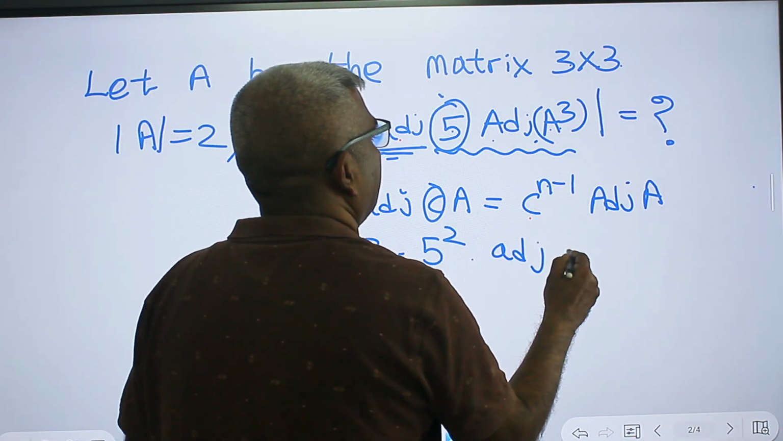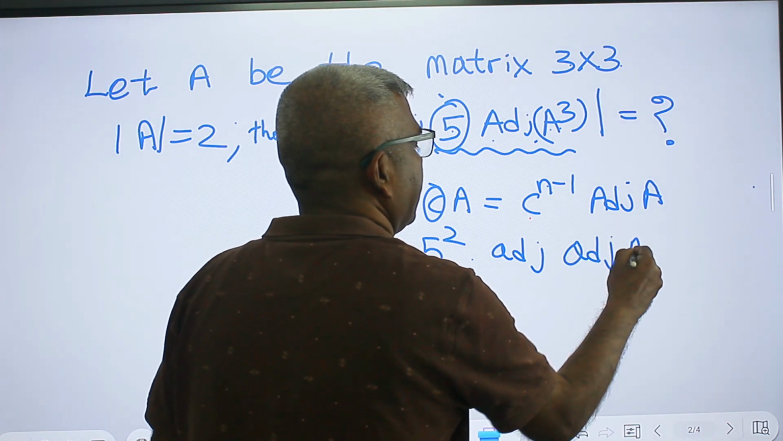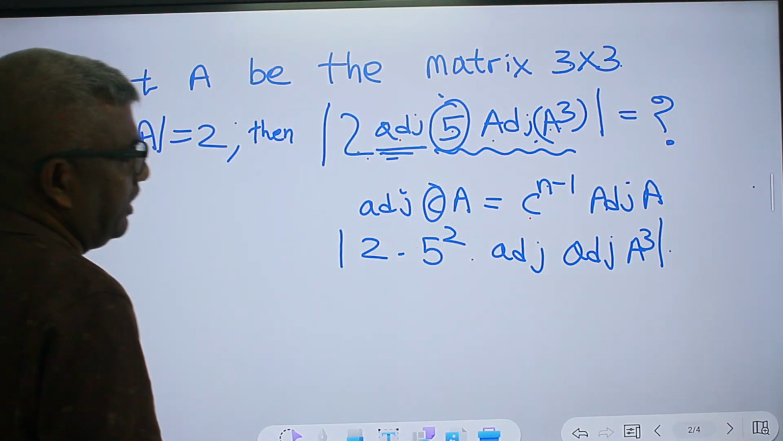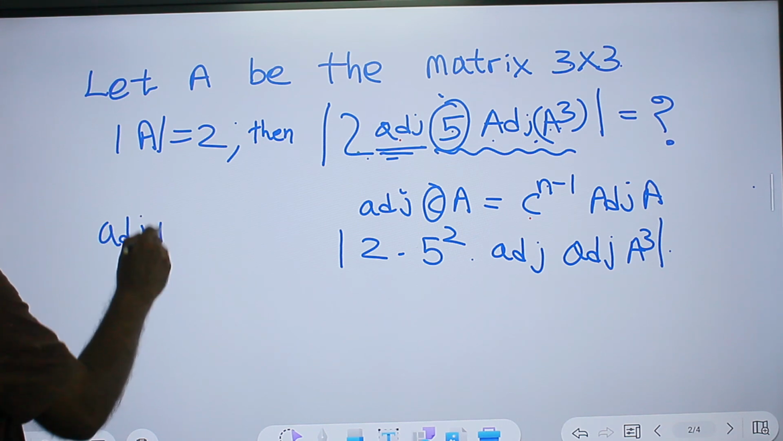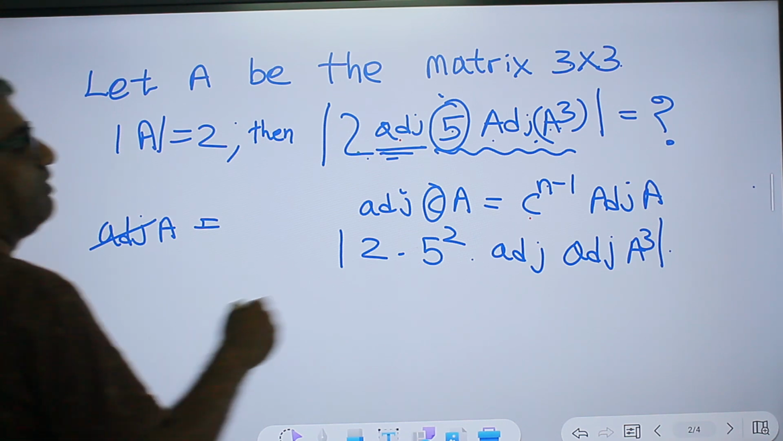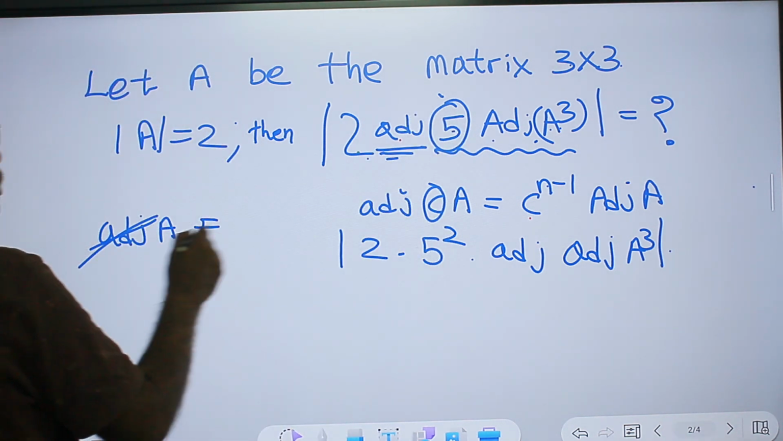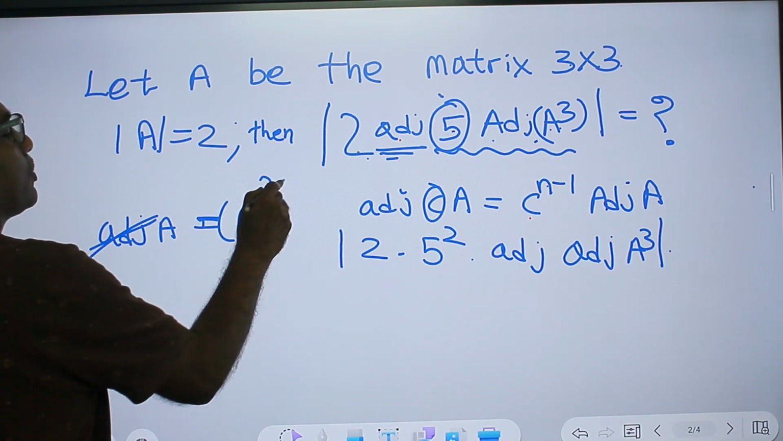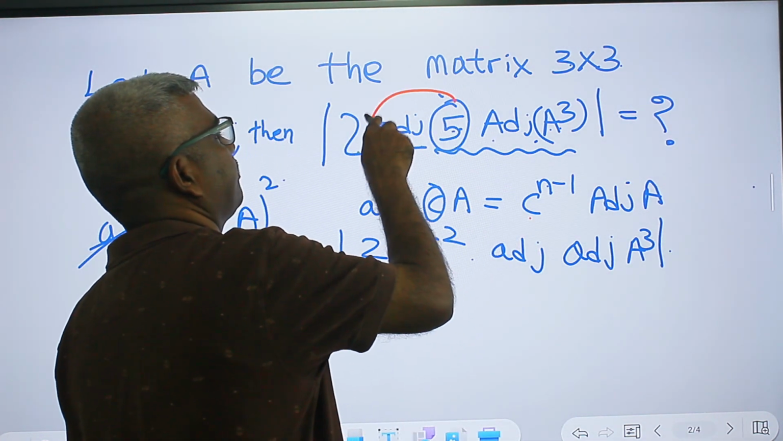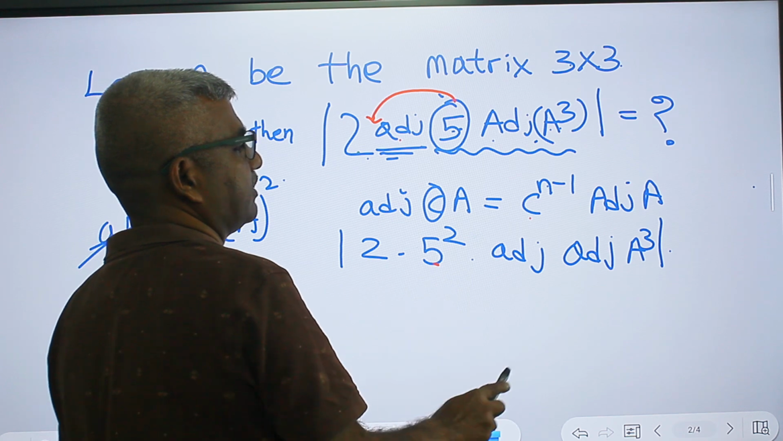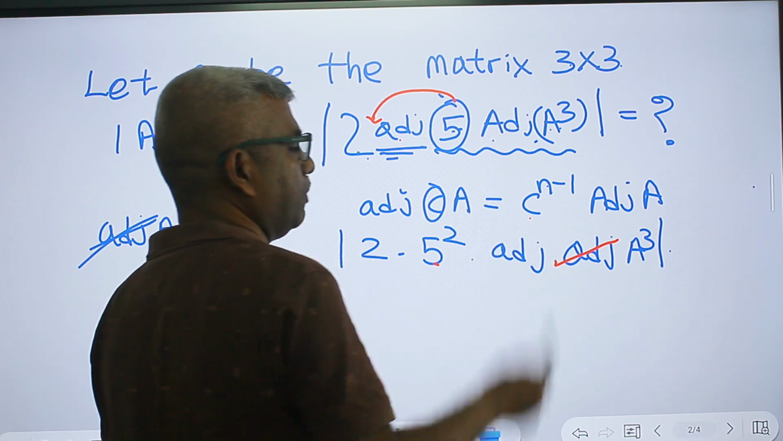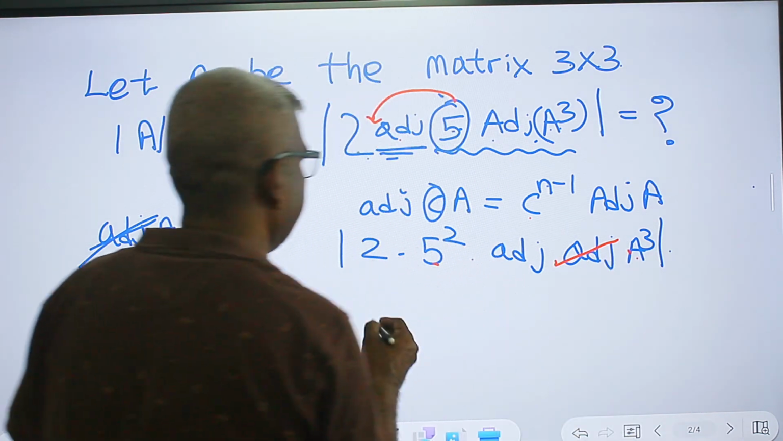adjoint A cube. Okay, another rule: if you want to take an adjoint out, whatever it is will be squared. Previously we took 5 out; we shifted the 5 here. Now our motive is to remove this adjoint. How to remove it? This A cube will become A square.